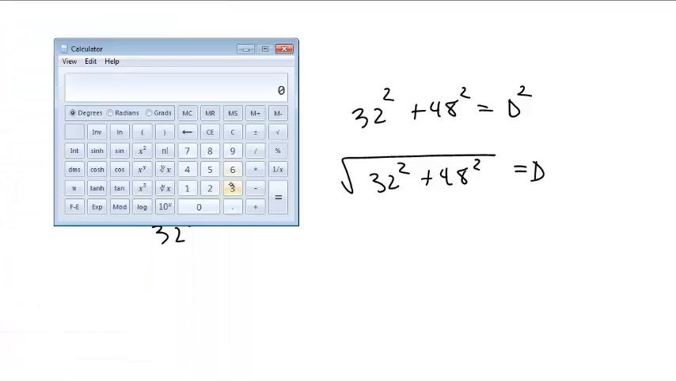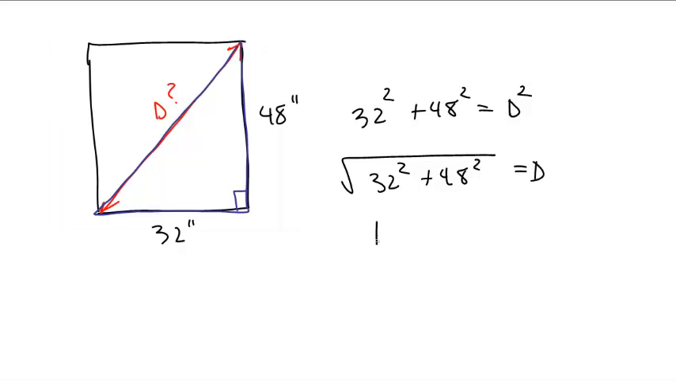and I'm going to need a calculator on this. 32 squared plus 48 squared is 3,328, and if we take the square root of that, we get 57.7, let's say. So d is approximately 57.7 inches. And that makes sense. It's longer than either of the other two.